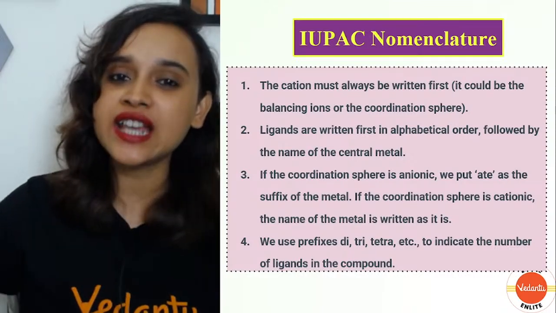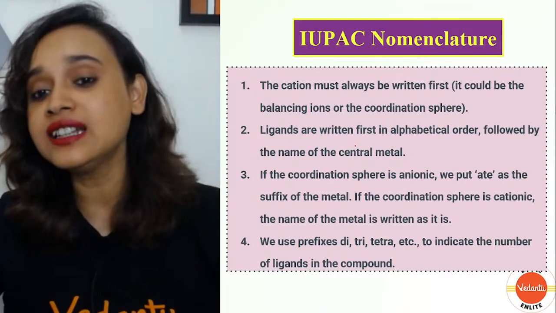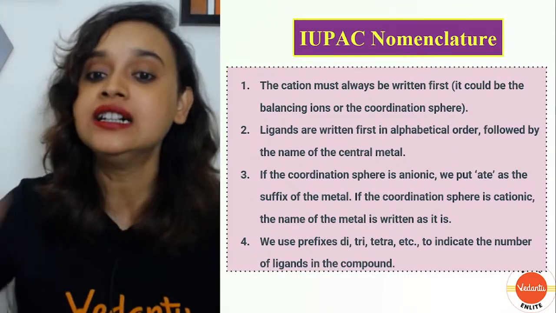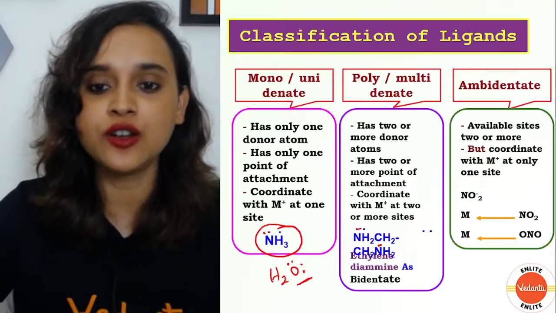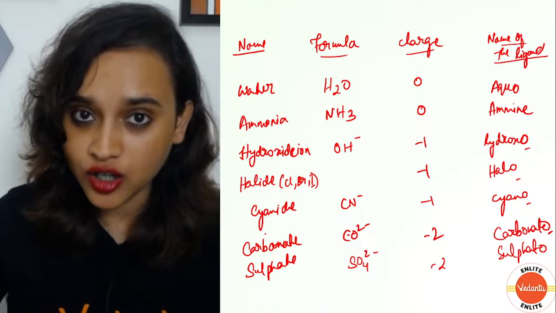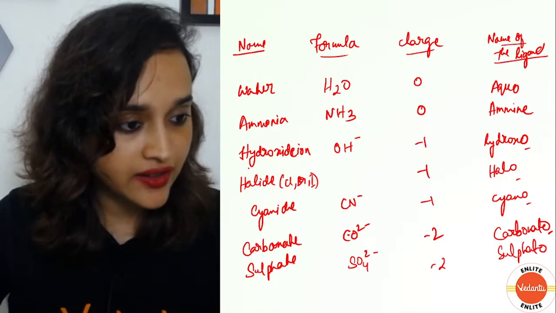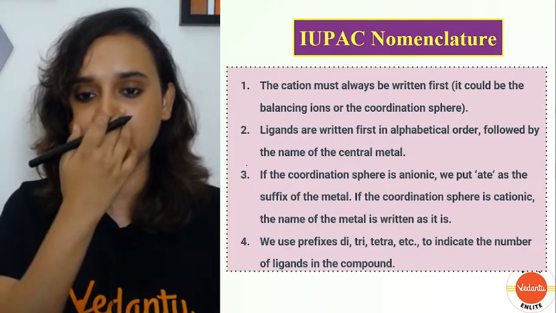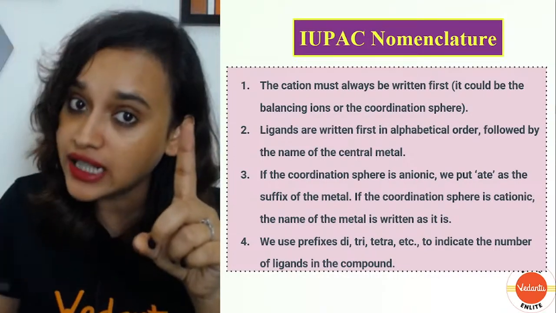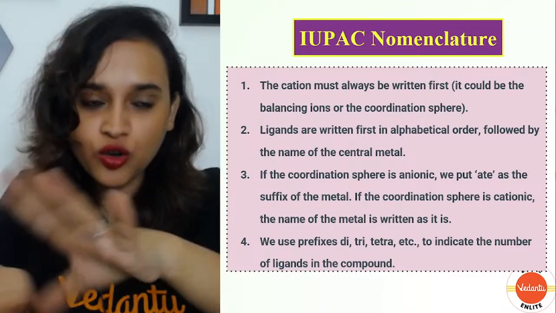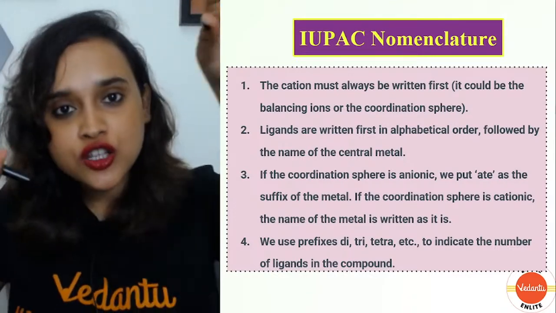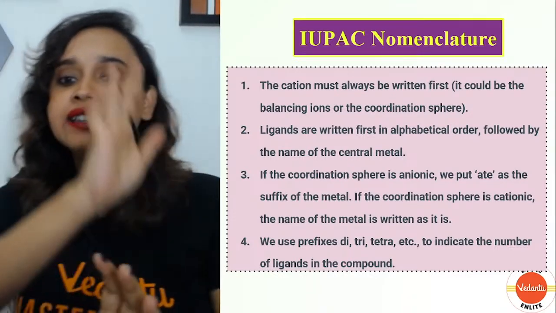Now, the second rule is that the ligands are written first in alphabetical order. If there is more than one ligand, then you will write them in alphabetical order. If I have ammonia and cyanide also, then I will write ammonia first and then cyanide, right? And then finally, you will write the metal. First, you will write the ligand, then you will write the metal. Do not reverse it. It's always ligand first, then metal.